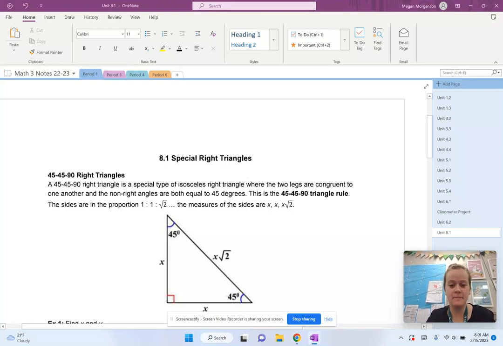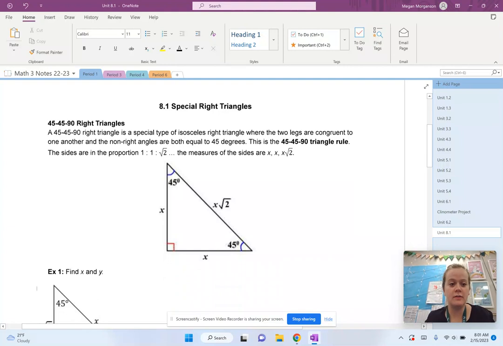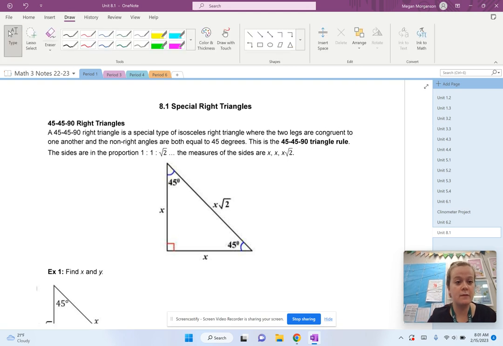Okay, hello everyone. Today we are starting a new unit. We're going to be starting out by talking about special right triangles. So what we've done in the past is we've used Pythagorean theorem to find lots of different right triangles, lots of different angles. Today, what we're going to focus on are two different types of right triangles. And the first one is a 45, 45, 90 triangle.